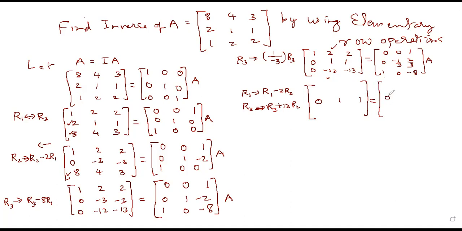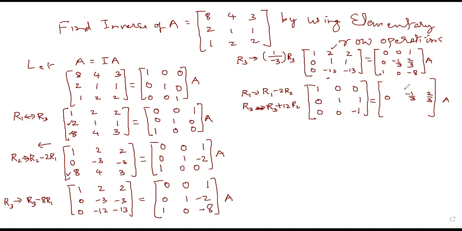So that's why 0, minus 1 by 3, 2 by 3. Okay. Now we are multiplying by minus 2 and adding in row 1. So row 1 will not change. Minus 2 plus 2, 0. Minus 2 plus 2 again 0. And the third row is changing with the second row. Second row multiplied by 12 and added in this: 0, and 12 minus 12 is 0, and 12 minus 13 is minus 1.